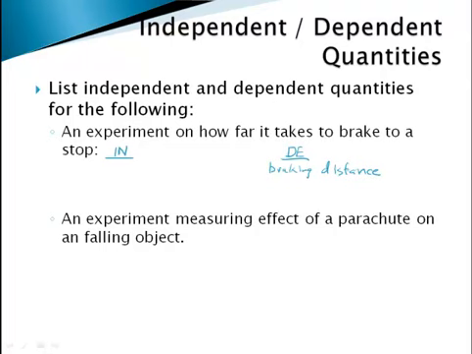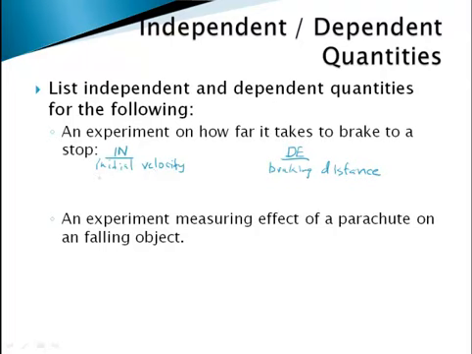Now, what sort of things would affect braking distance? Probably the first thing that comes to my mind is how fast you're going. So we would say the initial velocity. That would be something that we could certainly control. We could go out and travel at 20 miles per hour or 50 miles per hour or 70 miles per hour and see how long it takes to stop each time.